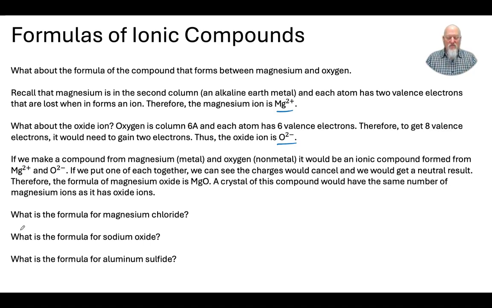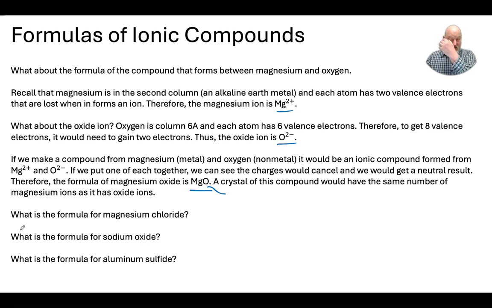So the formula for what's called magnesium oxide, the compound between magnesium ions and oxide ions, is MgO. In a crystal of magnesium oxide, I would expect one magnesium ion for every one oxide ion because of the same charge. So MgO is the formula unit of magnesium oxide.